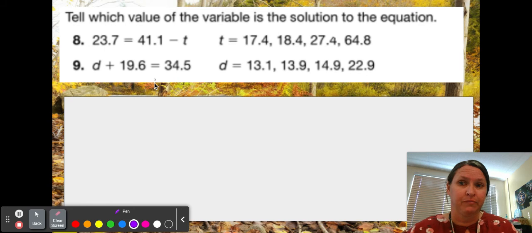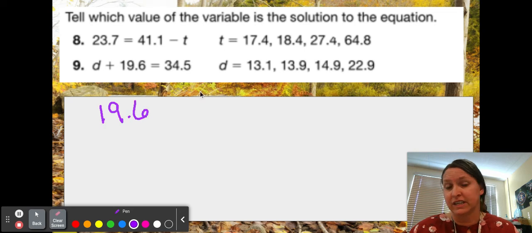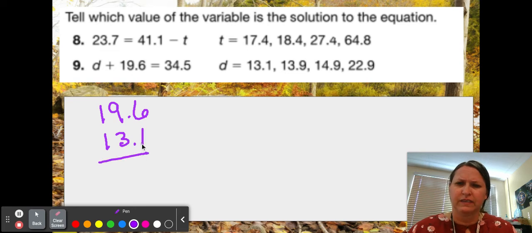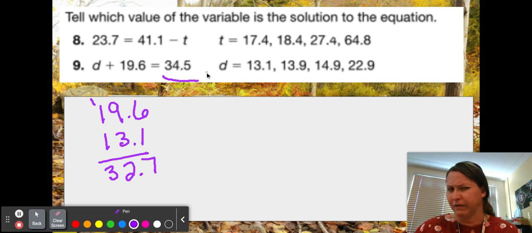Let's work on number 9. I have D plus 19.6 equals 34.5. So I'm going to take 19.6 and I'm going to add it to each of these solutions over here. 19.6 plus 13.1. 6 plus 1 is 7. 9 plus 3 is 12. 1 plus 1 plus 1 is 3. 32.7. Does that equal 34.5? Nope, it does not. I'm going to put a sad face.